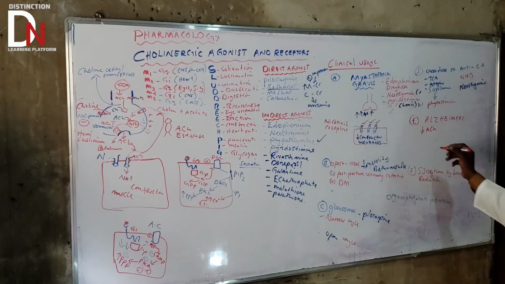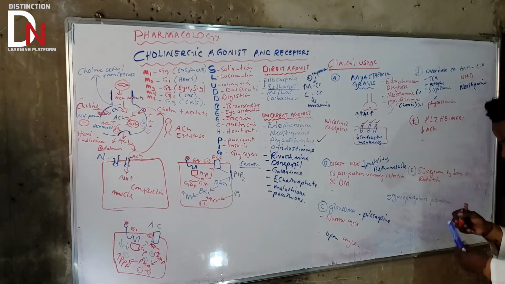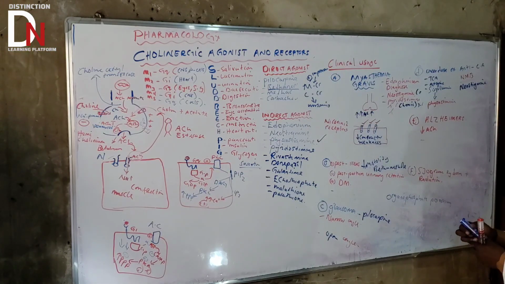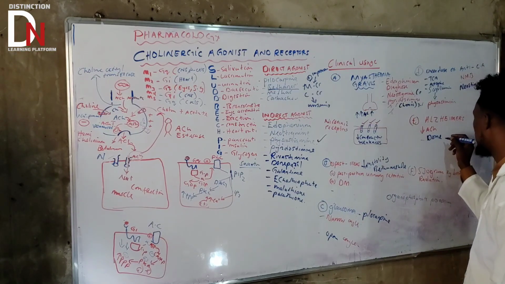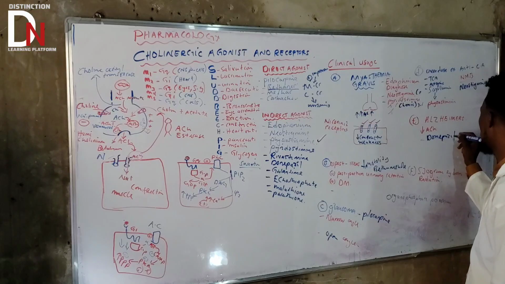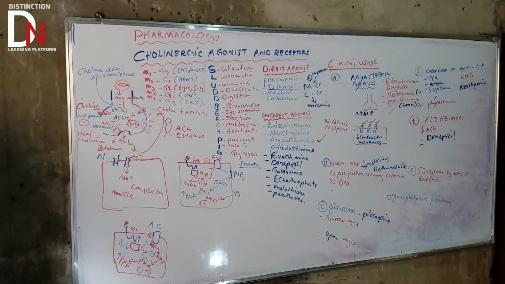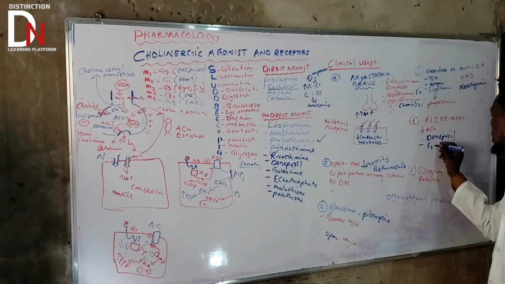Alzheimer's disease. What are those drugs? The first and most important one is donepezil. This is the first drug. It is an indirect agonist. What else? Also galantamine.